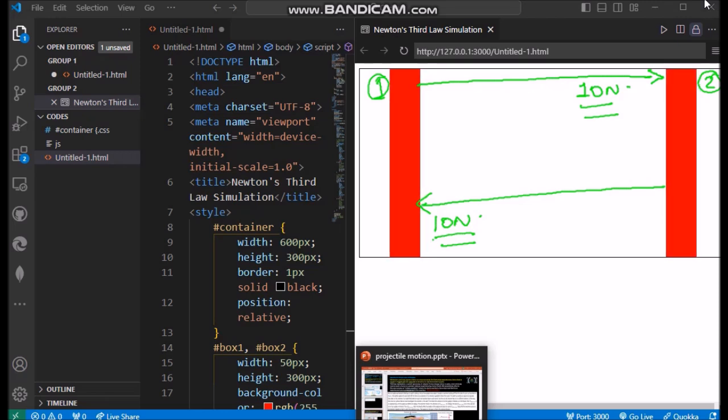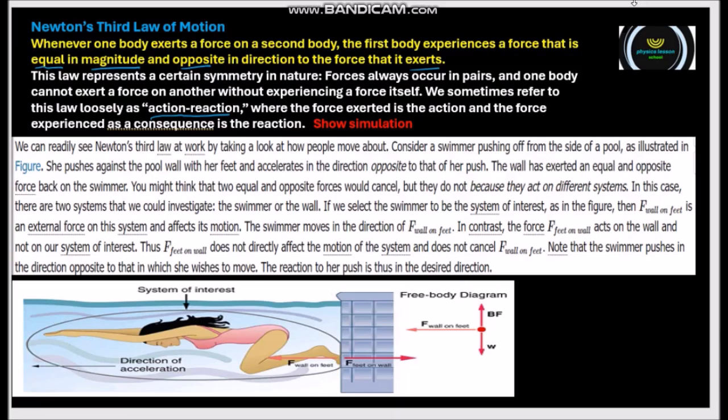So if you exert a force of 100 Newton on a wall, the wall again exerts a force of 100 Newton on you, equal force but opposite direction. This is about Newton's third law. Okay, let's see the other points.